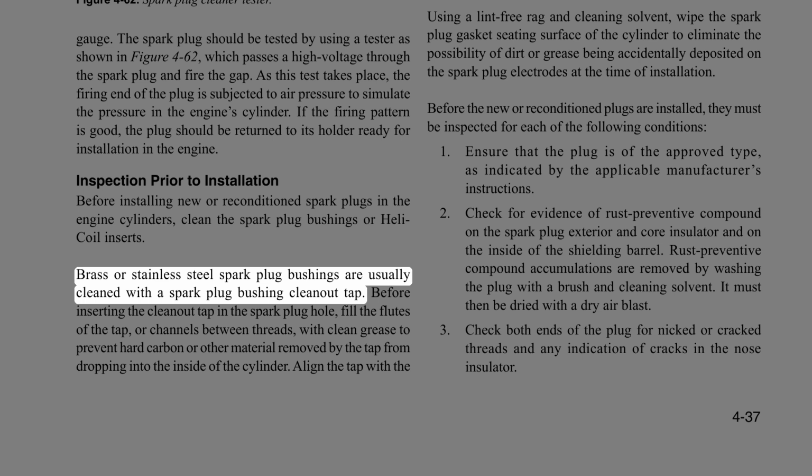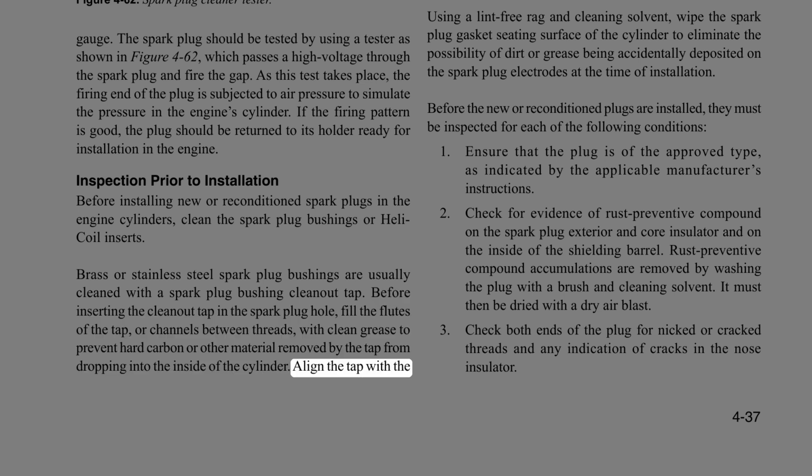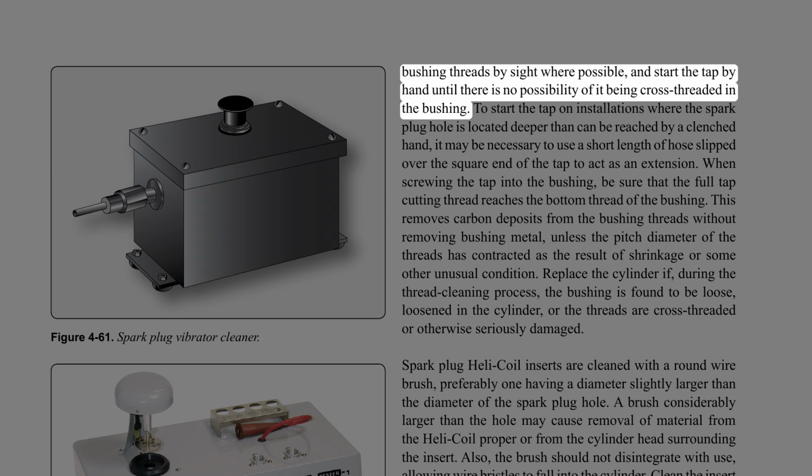Brass or stainless steel spark plug bushings are usually cleaned with a spark plug bushing cleanout tap. Before inserting the cleanout tap in the spark plug hole, fill the flutes of the tap, or channels between threads, with clean grease to prevent hard carbon or other material removed by the tap from dropping into the inside of the cylinder. Align the tap with the bushing threads by sight where possible, and start the tap by hand until there is no possibility of it being cross-threaded in the bushing.